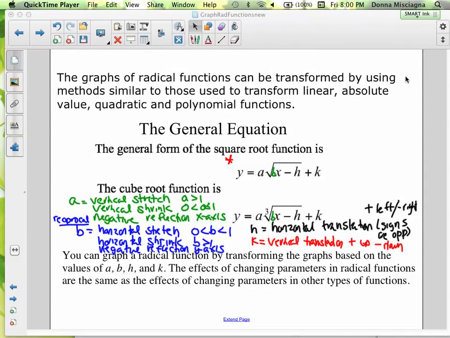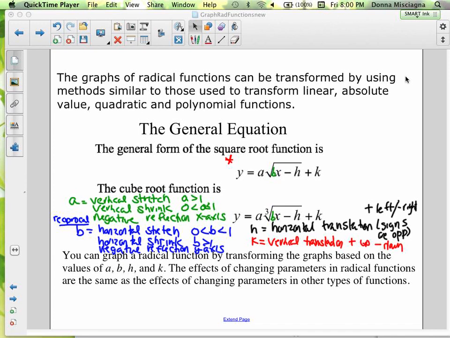The graphs of radical functions can be transformed by using methods similar to those used to transform linear, absolute value, quadratic, and polynomial functions. So the general form of a square root function is y equals a times the square root of bx minus h, plus k. Let's go through what all the different types of transformations are. If this is not in your notes, then add this to your notes next to the equation.